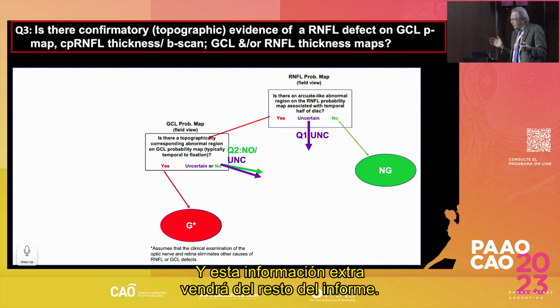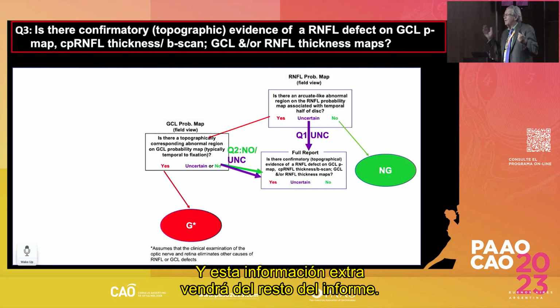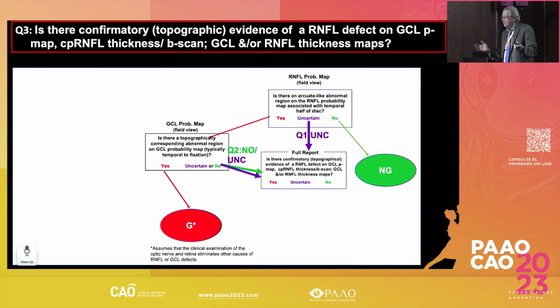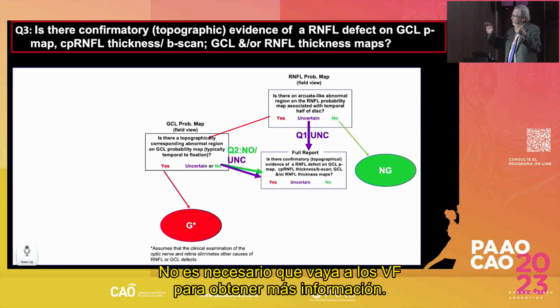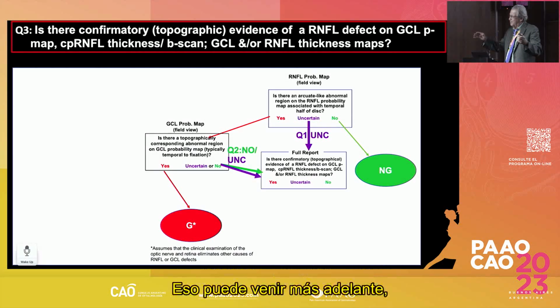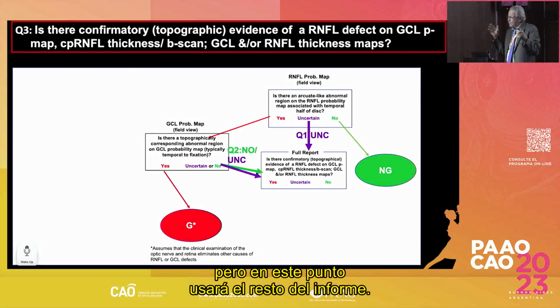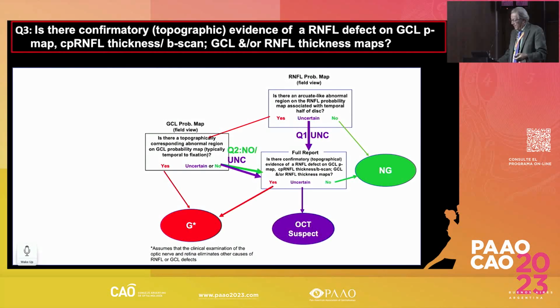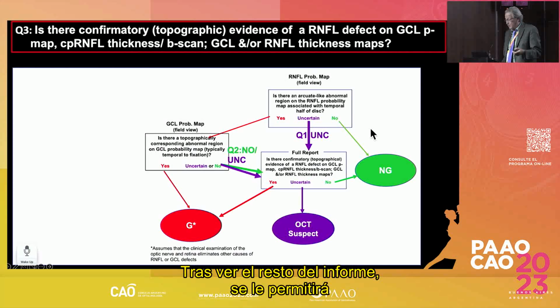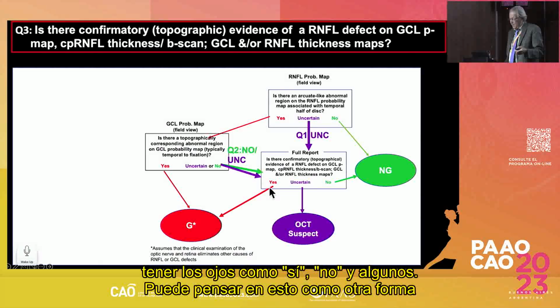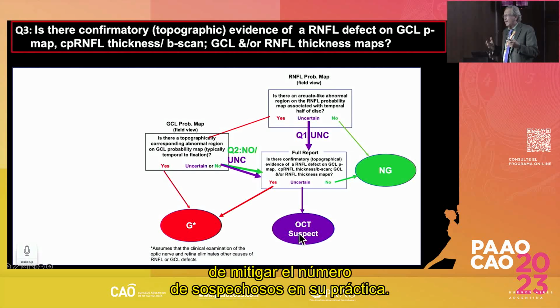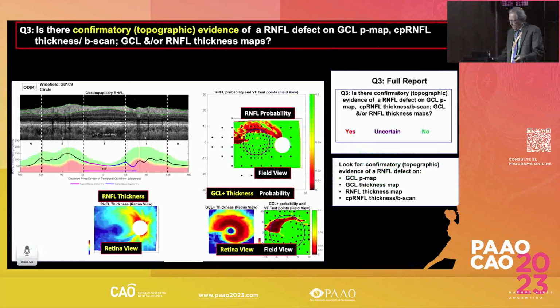And that more information is going to come from the rest of the report. You don't have to run to visual fields yet for more information. That can come later. But at this point, you're going to use the rest of the report. After you're done looking at the rest of the report, you're going to be able to have the eyes as yes, no, and a few. So you can think about this as another way to decrease the number of suspects in your practice.